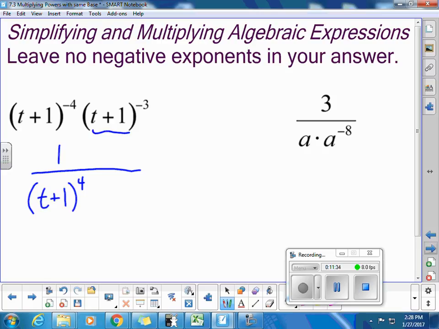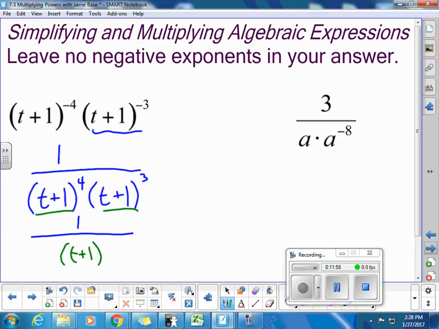Now let's look at this part. Again, that whole thing is raised to a negative 3, so I need to move it to the denominator as (t plus 1) to the 3rd. Now I have some bases that are the same, the 1 in the numerator. This t plus 1 is the same in both of them, so I'm going to write t plus 1.